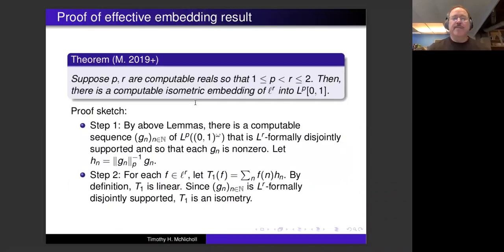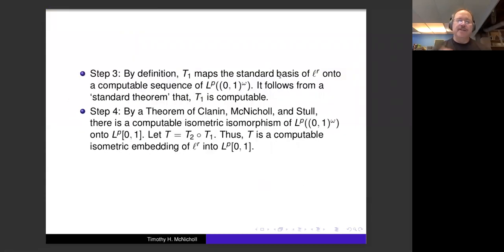We finally get our proof of this effective embedding result. We take that sequence of vectors G_n I just talked about. They're all non-zero, so you just normalize all of them, and then you define a map from little l^r into L^p[0,1] like this: T1 of f is the sum of f(n) H_n. Okay, so that's clearly linear, and then just work the algebra. Since G_n is L^r formally disjointly supported, it also gives you an isometry. Then it follows that it's a computable map. It is mapping the standard basis onto a computable sequence.